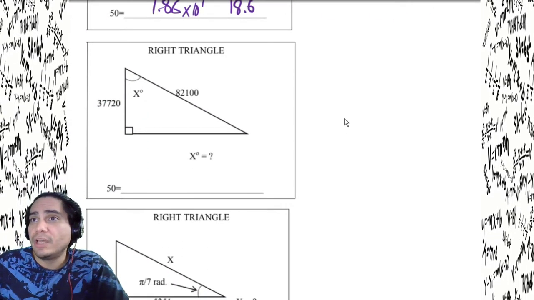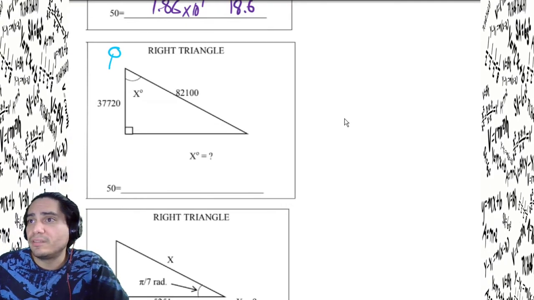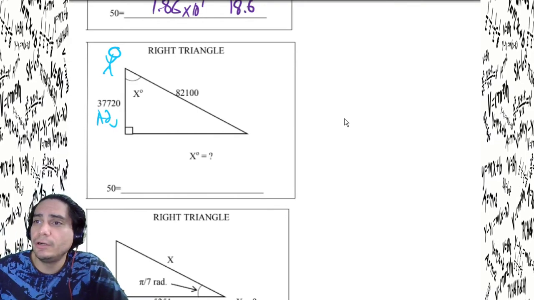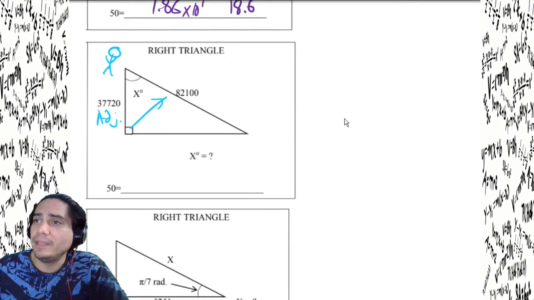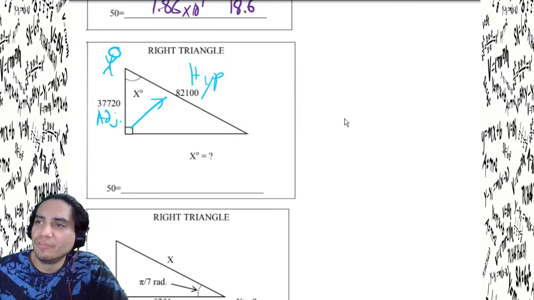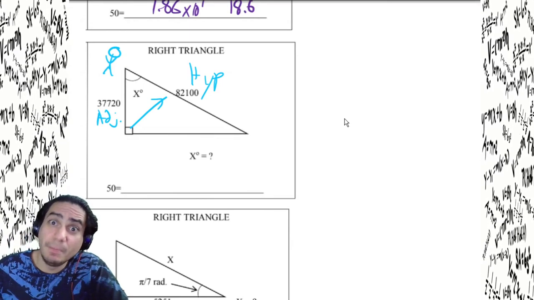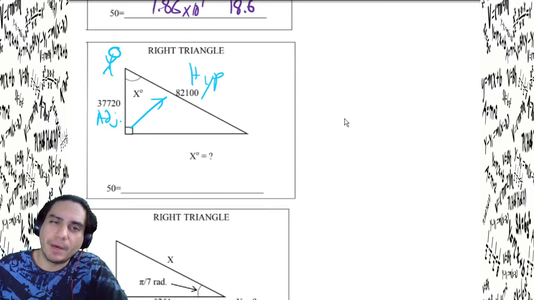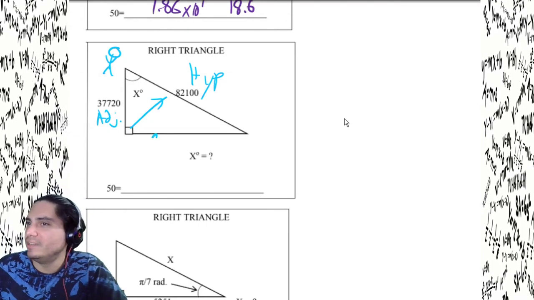Next problem. We got ourselves our angle of reference, we got ourselves drawn right there. We got ourselves the adjacent right here. We see that right angle, and that's our hypotenuse. The hippopotamus. Yeah, big hippo. It's not a hippopotamus, it's the hypotenuse, but you know what it is.